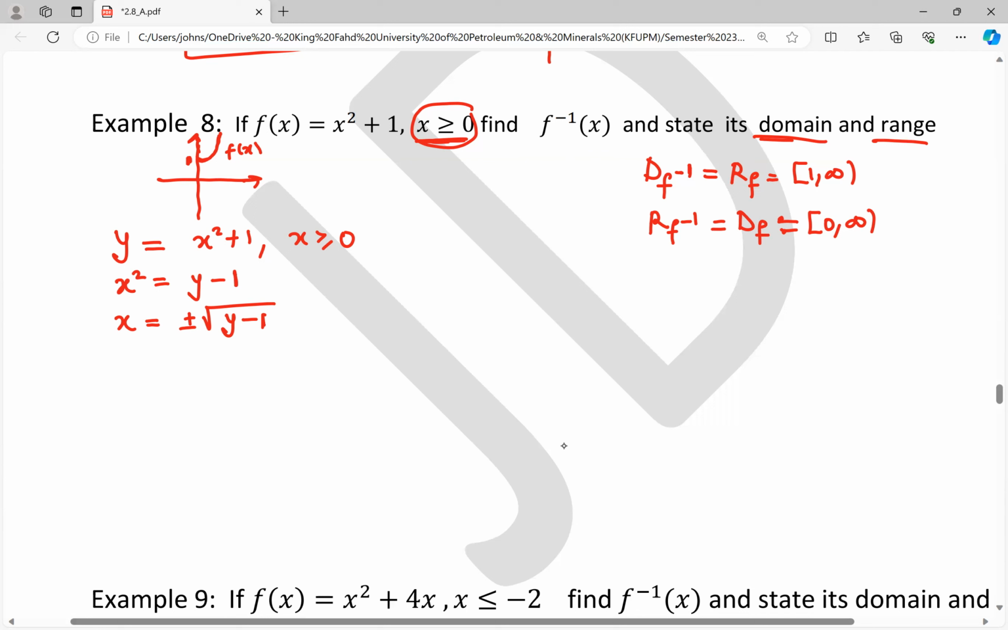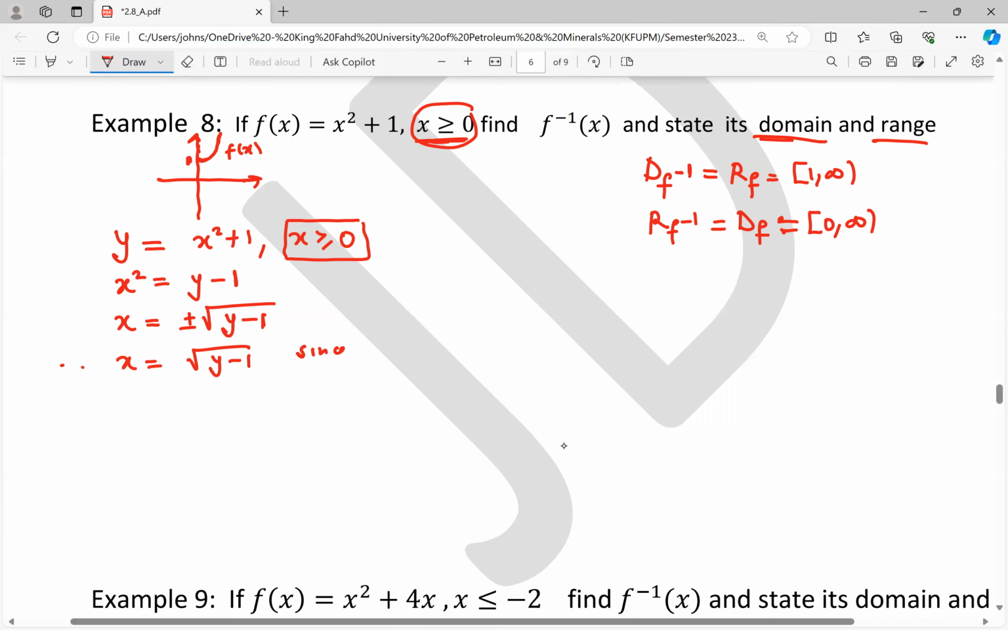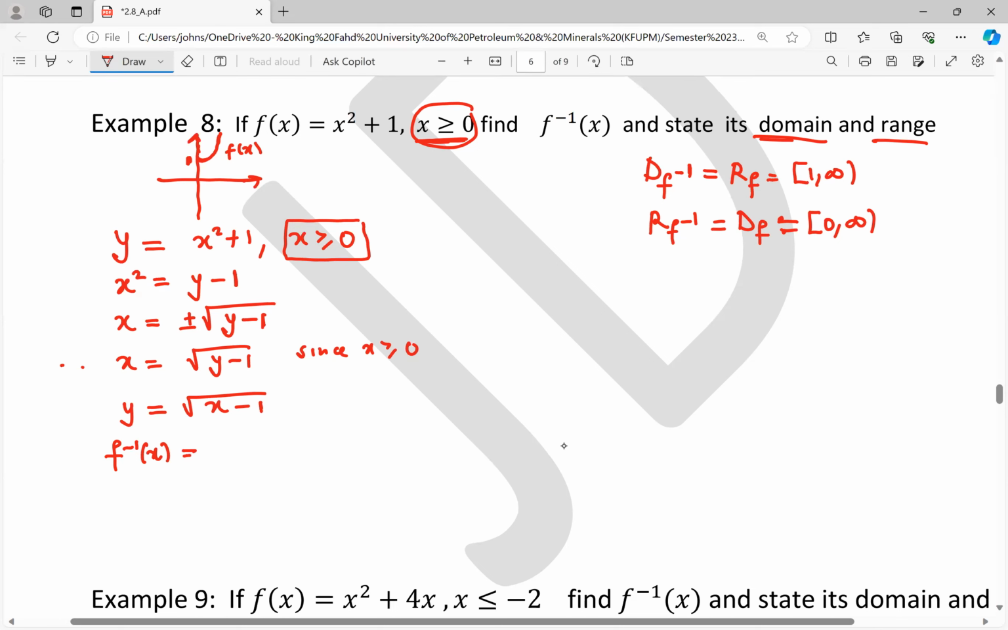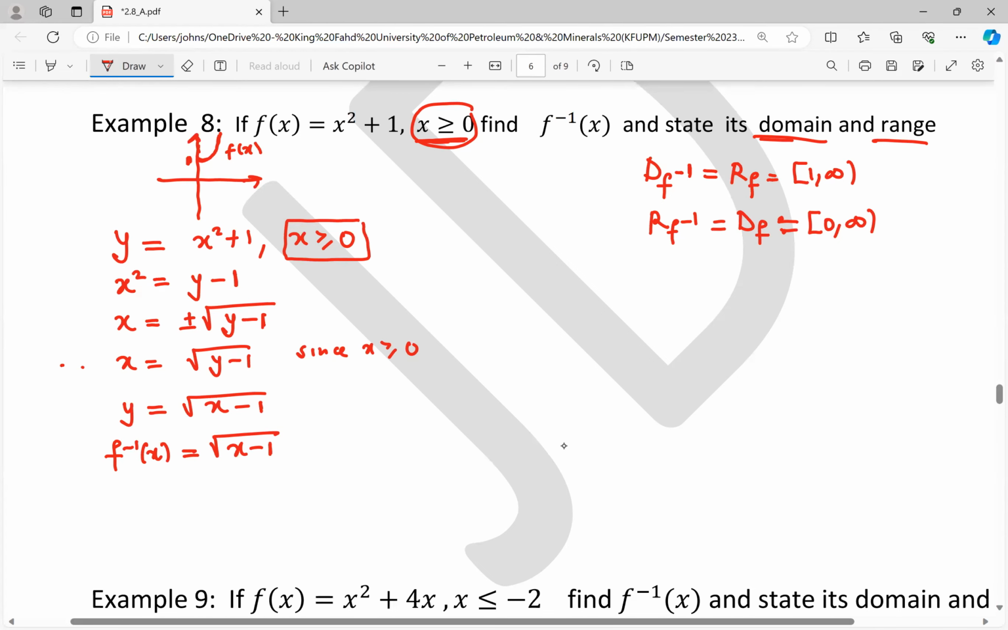But because of this condition, x is greater than or equal to 0, it means x is either positive or 0. It means we cannot take the negative one. So since we cannot take the negative, we have to take the positive root. That is why we take the positive one. Then what next? We interchange x and y. So y equals the square root of x minus 1. And what is this y? It's nothing but f inverse of x, which equals the square root of x minus 1.